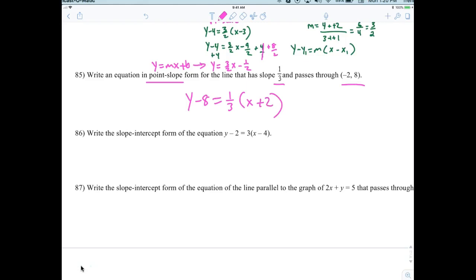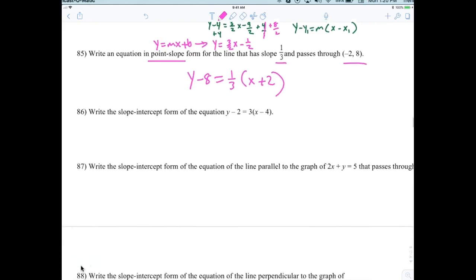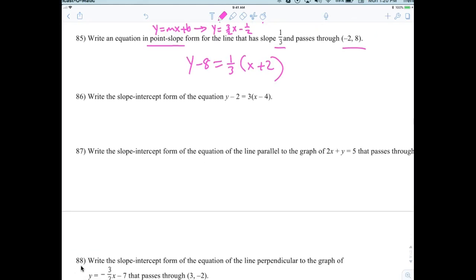Everybody good? Okay. So for number 86, write the slope-intercept form. That just means we're converting it over to y equals mx plus b. So y minus 2 equals 3x minus 12. y equals 3x minus 10. Not too bad.